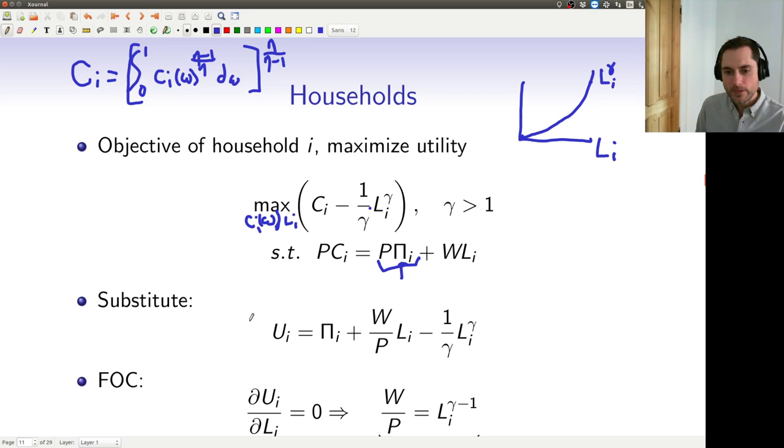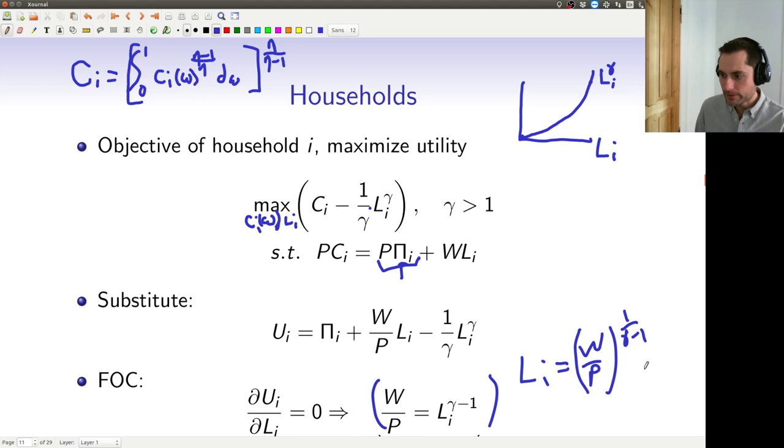So anyway, let's substitute it in. We can actually rewrite C_i. We can divide everything through by P and then just substitute it in. Pi_i plus W divided by P times L_i in for C_i here and get the new utility function, which looks like this. Pi_i, W divided by P L_i from here, minus 1 divided by gamma L_i to the power gamma from there. All right, take the derivative with respect to L_i. That's the easy one. And we get that the amount of labor supplied is related to the real wage. Of course, it's going to make more sense to do this. I don't know why I didn't write it this way, but I'm writing it this way here. To the power 1 over gamma minus 1.